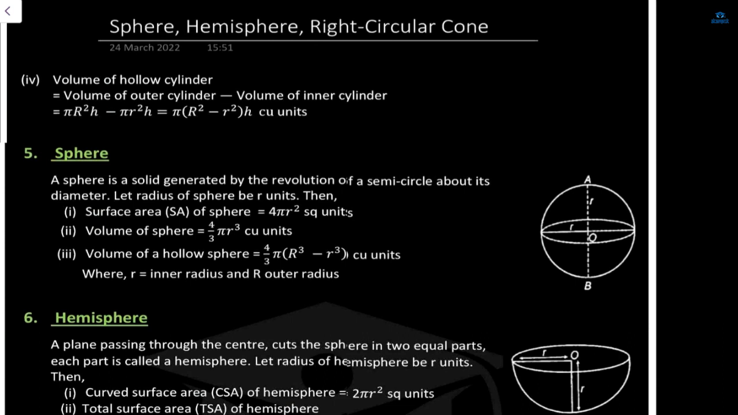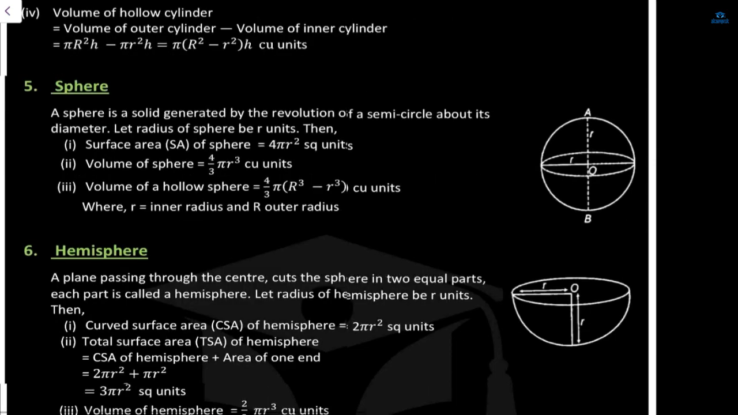Now, the sphere is the three-dimensional form of a circle. Here the radius is r. You can see so many circles go to form this hemisphere, this sphere. Now the surface area of the sphere will be 4 pi r square. Why 4 pi r square? Four circular surfaces are there.